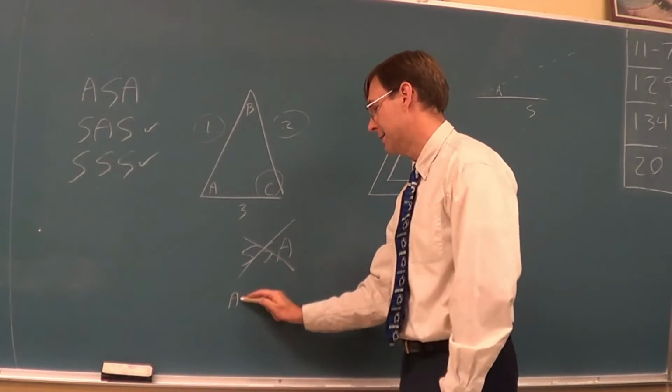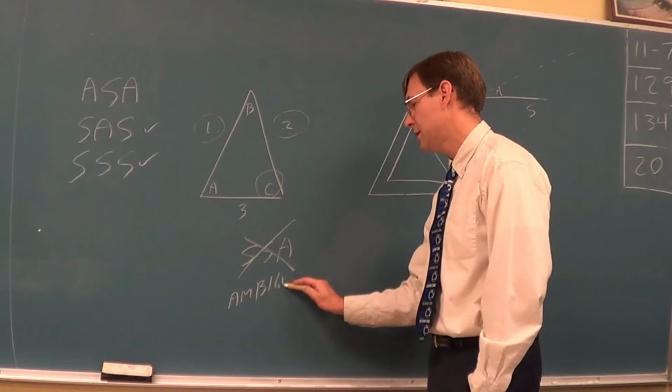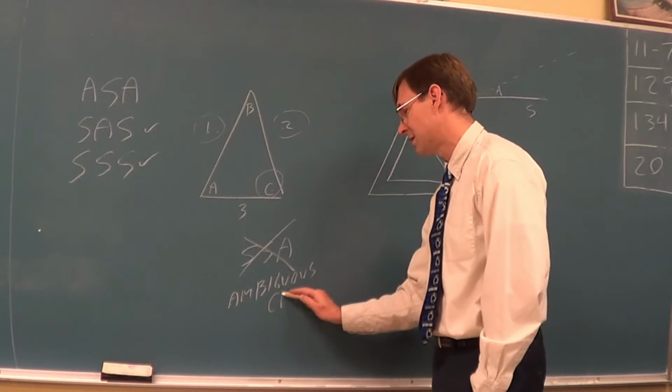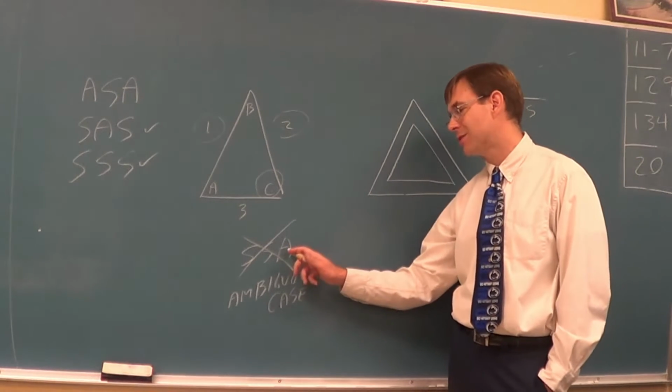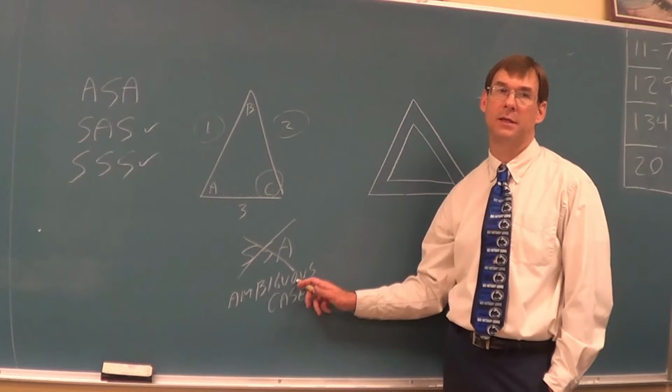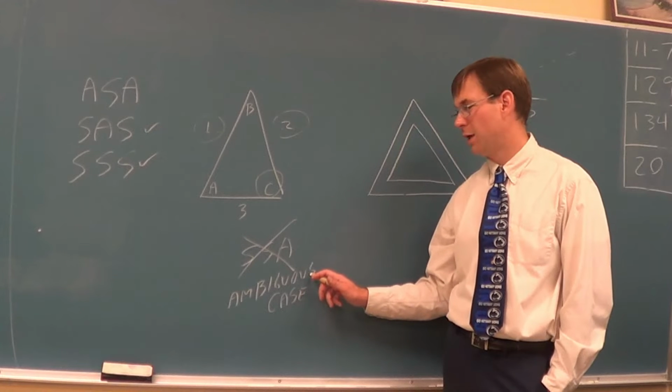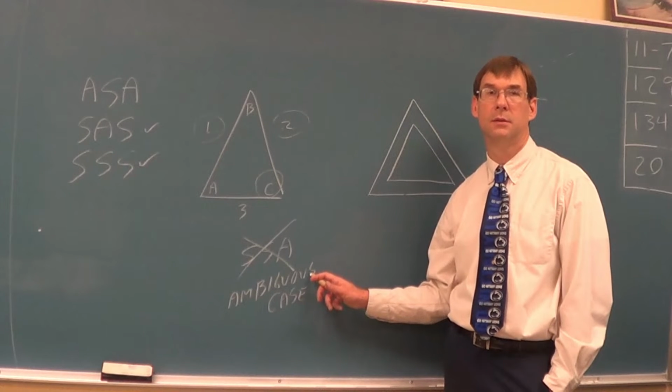Okay, SSA is a thing called the ambiguous case. I don't know if that makes a test. It doesn't make the next quiz, but I'll drop that word for you. SSA triangles are called ambiguous case triangles. Does anybody know in English what the word ambiguous means?